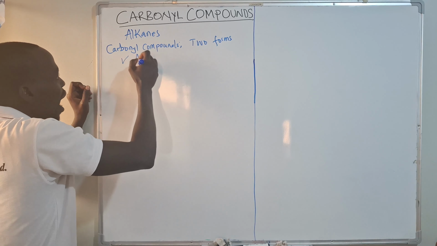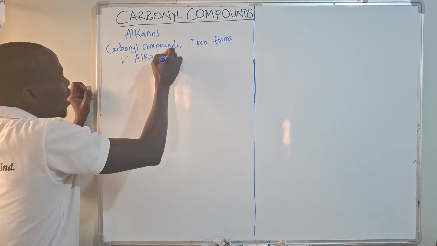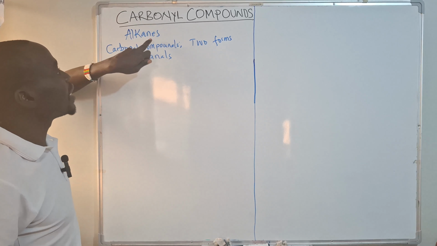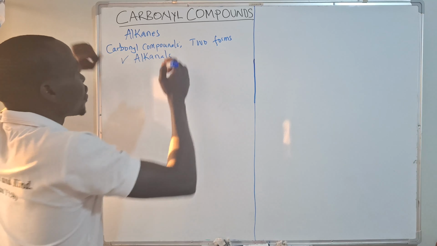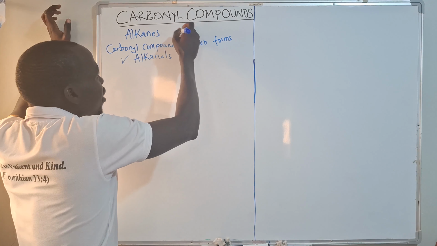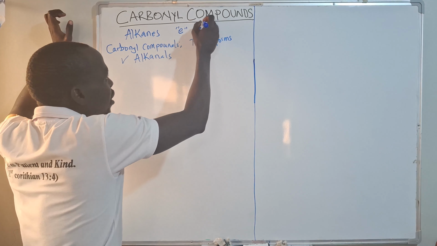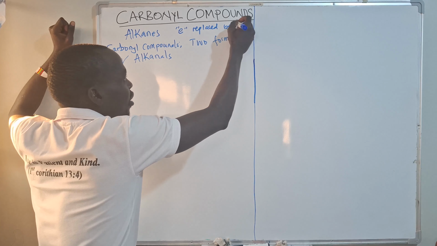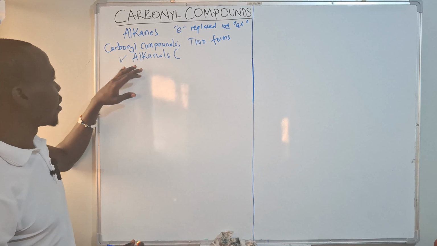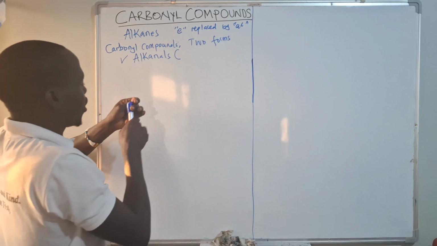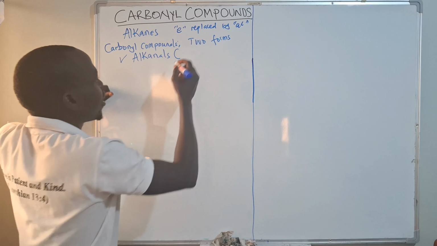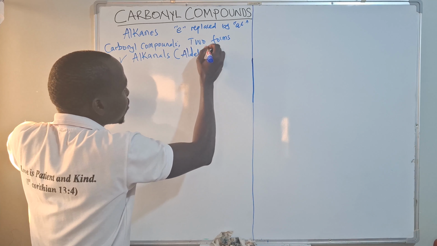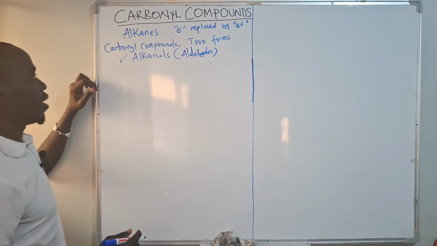One is what we call the alkanals. That means in these alkanes, we have just replaced the E with Al. So the E is being replaced by what we call Al. If you don't want to call them alkanals, you can call them aldehydes. We call them aldehydes.